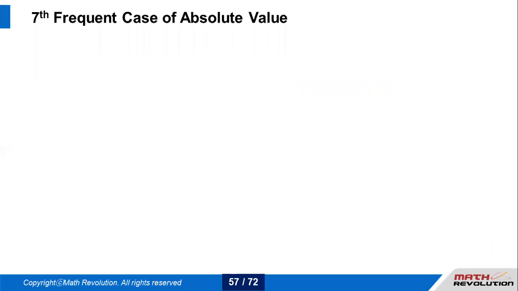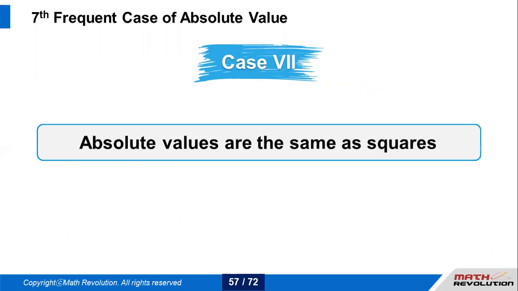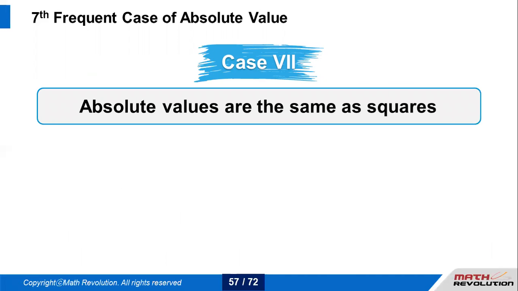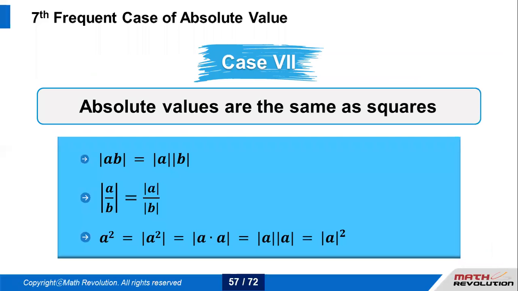Let's talk about the seventh frequent case. Absolute values are the same as squares. Very important property: mod of AB can be broken as mod A times mod B. If you're dividing mod of A over B, you can always divide mod A by mod B. A square can be written as mod of A squared, which is equal to mod of A times A. You can break it as mod A times mod A, and then you can square it.